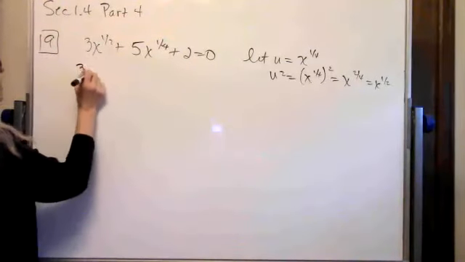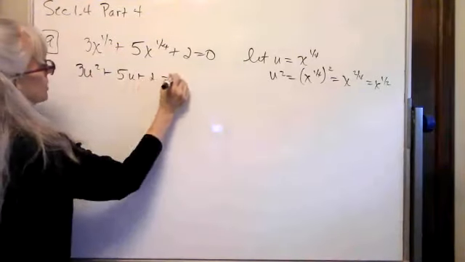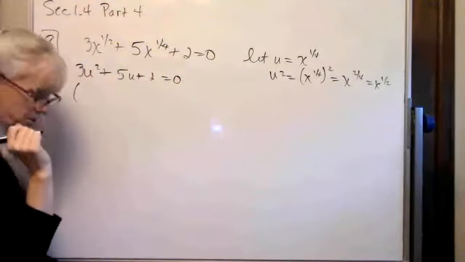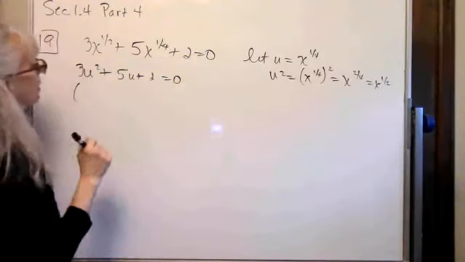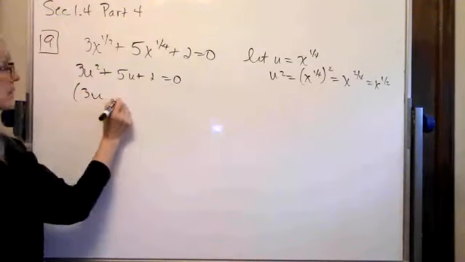By default, this is going to be a u squared. So we have 3u squared plus 5u plus 2 is equal to 0. That does factor. Ooh, that does not factor. What am I saying? That does not factor. Factors of 6 that I divide. Oh, it does factor. Sorry about that. Every once in a while.